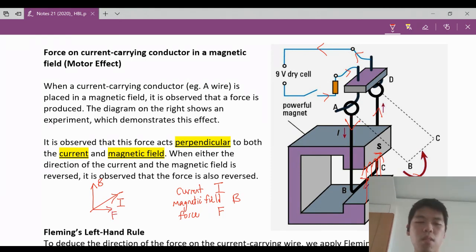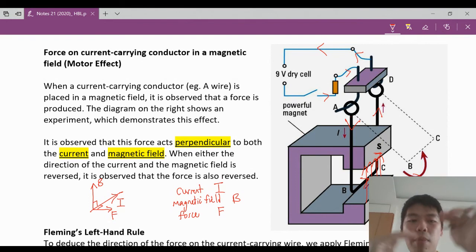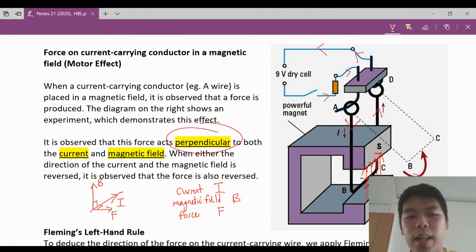Now you'll ask, but Mr. Song, how is this perpendicular? You must remember this is three-dimensional. All of this is actually 90 degrees from one another. This is three-dimensional, X, Y, and Z planes, so they are all perpendicular to one another.